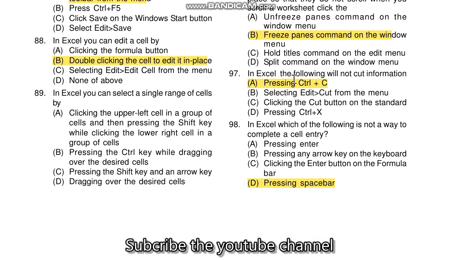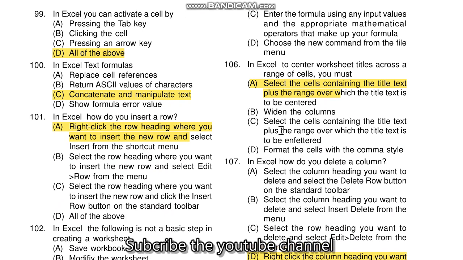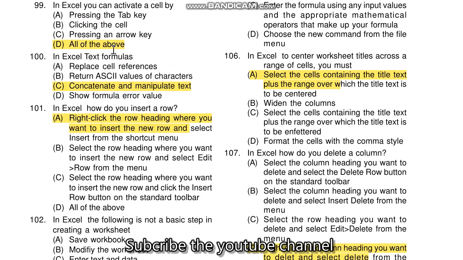Question 97: in Excel, which of the following will not cut information: pressing Control plus C. Question 98: in Excel, which of the following is not a way to activate a cell: pressing the space bar. Question 99: in Excel you can activate a cell: all of the above. Question 100: in Excel, text formulas concatenate and manipulate text.